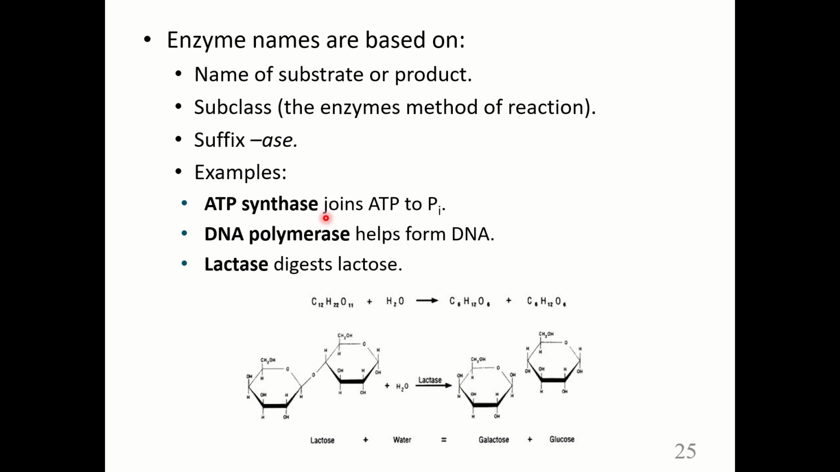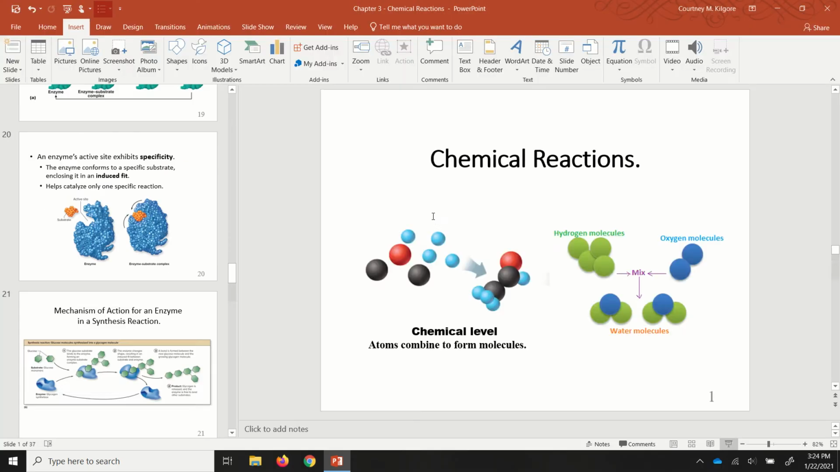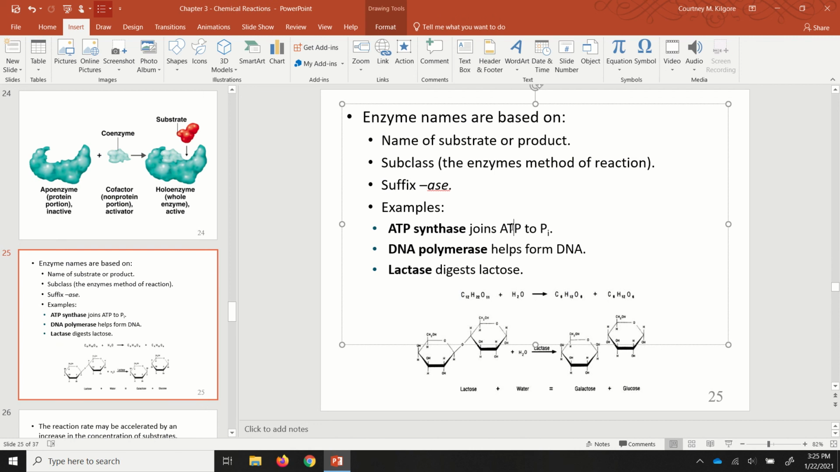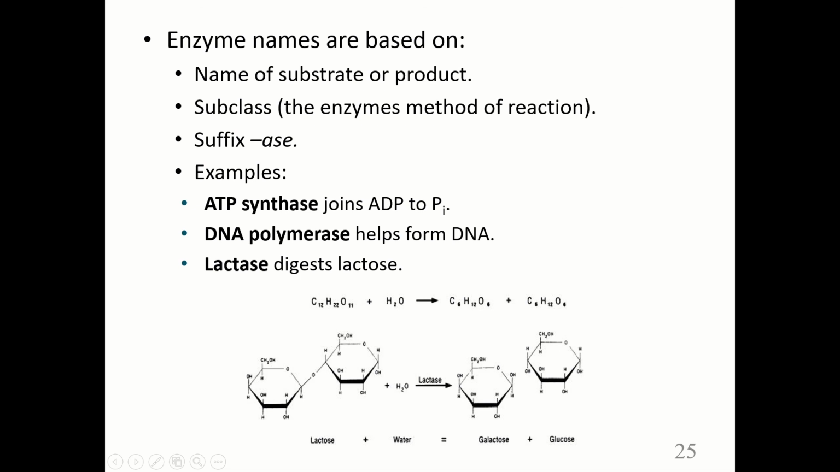Examples: ATP synthase joins ATP to an inorganic phosphate. So here we see that it is named according to its reaction and the products it forms, which is ADP and inorganic phosphate to create ATP. So it is named after the product that it makes, ATP. And because it joins them together, it's called the synthase. Notice the ASE.